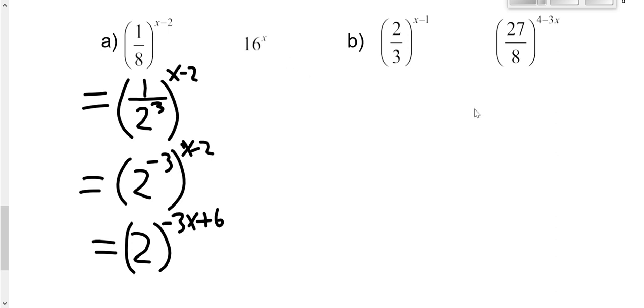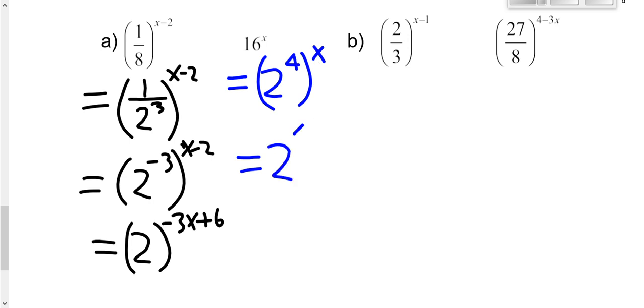Alright, so let me use a different color. Since we figured out that the only base we can rewrite this with is 2, that means we have to use 2 as a common base here as well. So if you look at 16, we can rewrite 16 as 2 to the power 4 and then raised to the power of x. And then of course you can distribute that, so that gives you 2 raised to the power of 4x.